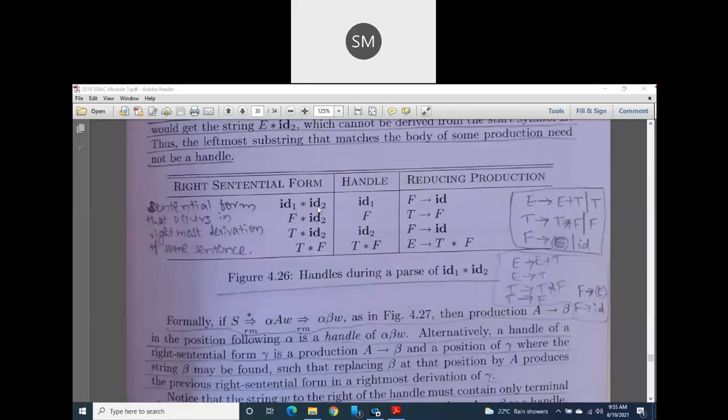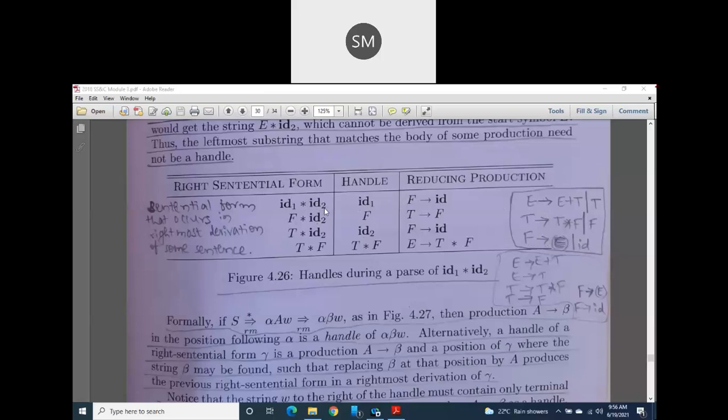So everything is here. Your input string is id1 star id2, right? Here id1 is a handle. Why? It is a substring, and also that substring can be reduced to f. So you can call id1 a handle. Clear? Because here id is there, and this id you can reduce to f. So the reducing production is what here? F yielding id, that is the last production I have written here. So this id1 is a handle.